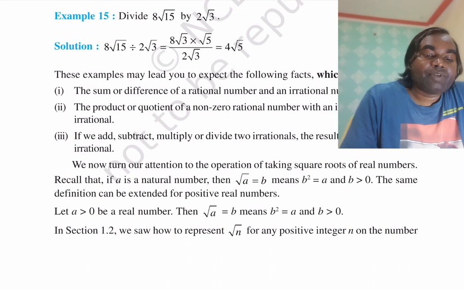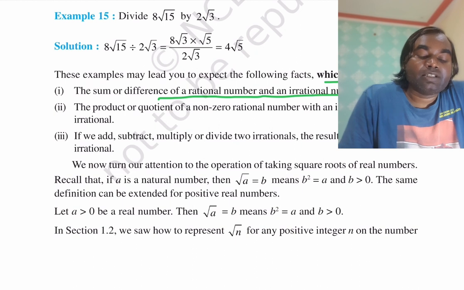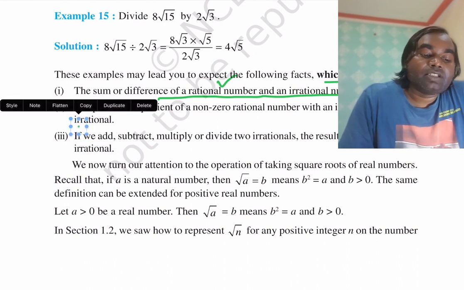So these are some facts which are true. The sum or difference of a rational number and an irrational number is an irrational number. So if you do this addition or subtraction of a rational and an irrational, the number always comes out irrational, right? The product or quotient of a non-zero rational number with an irrational number is an irrational number.